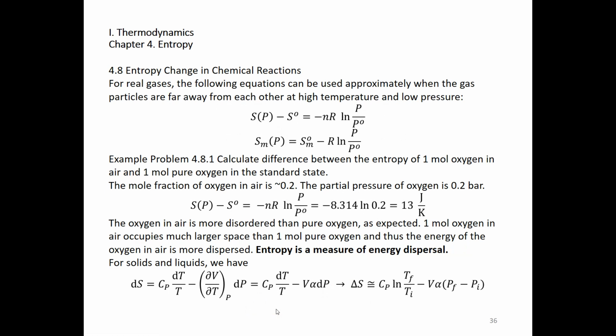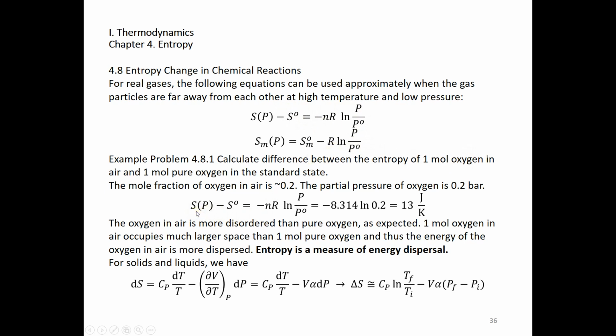For real gases, we'll just use the same equations to get approximate solutions. So what equations? Again, there are 2 equations. Now let's look at example problem 4.8.1. Calculate the difference between the entropy of 1 mole oxygen in air and 1 mole pure oxygen in the standard state. So the oxygen gas, well, of course it's a real gas, but approximately we can use these 2 equations.